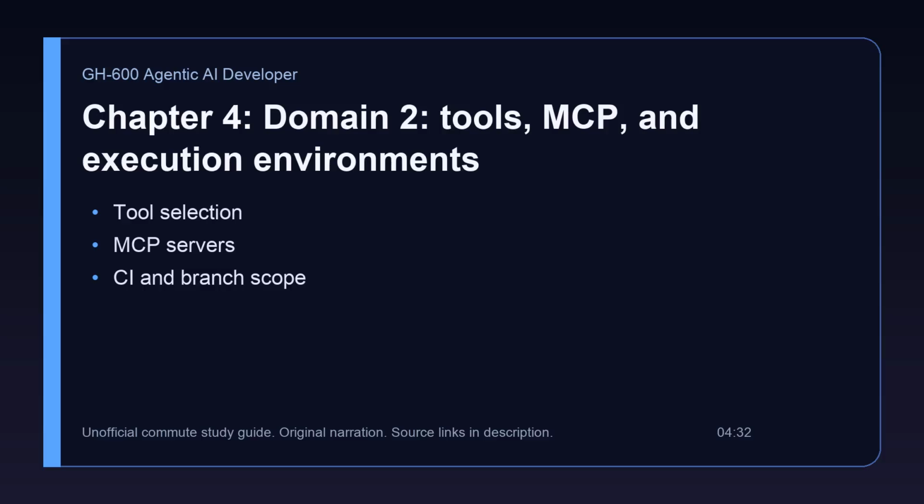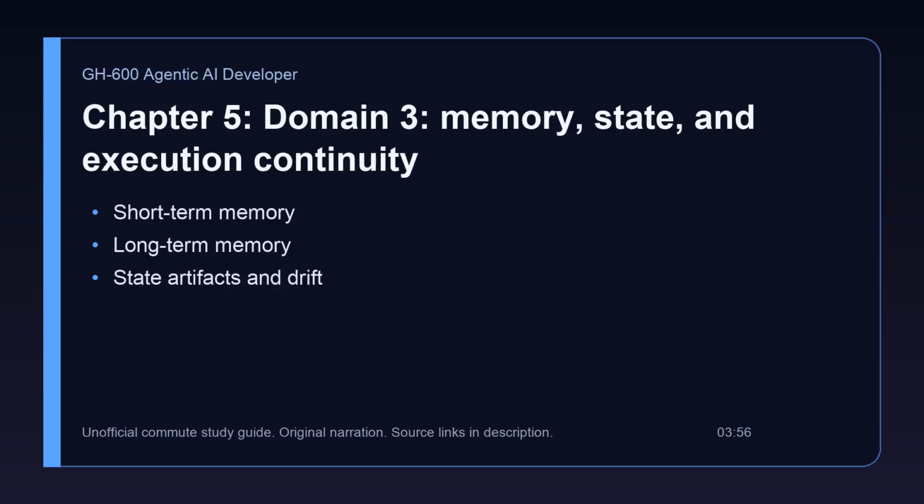Chapter 5. Domain 3, Memory, state, and execution continuity. Key points: short-term memory, long-term memory, state artifacts, and drift. Memory is useful, but memory is also how agents become confidently wrong.